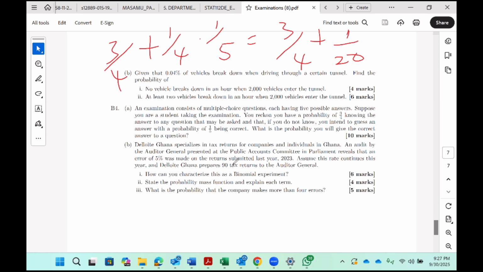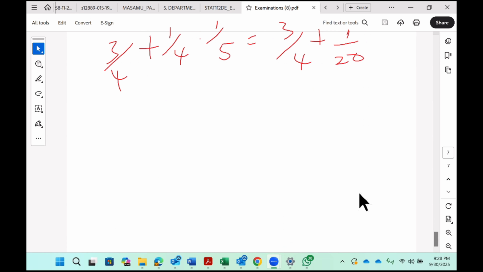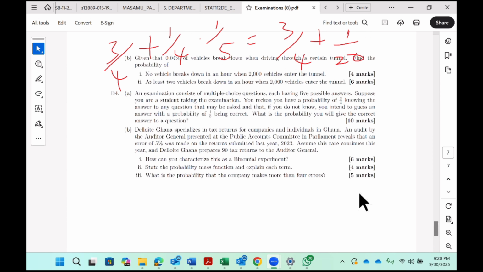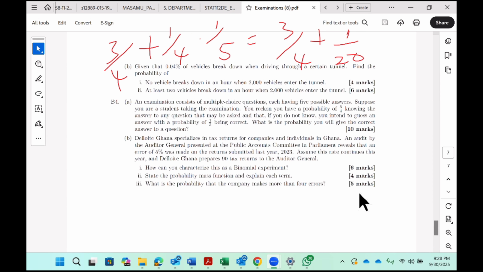Then 3, what is the probability that the company makes more than 4 errors? So you have to find the probability that the company will make more than 4 errors, which is the same as 1 minus the probability that it will make 4 or fewer errors. That would be 0, 1, 2, 3, 4. So you subtract that from 1, and that will give us our answer. So that is for the questions for last year.